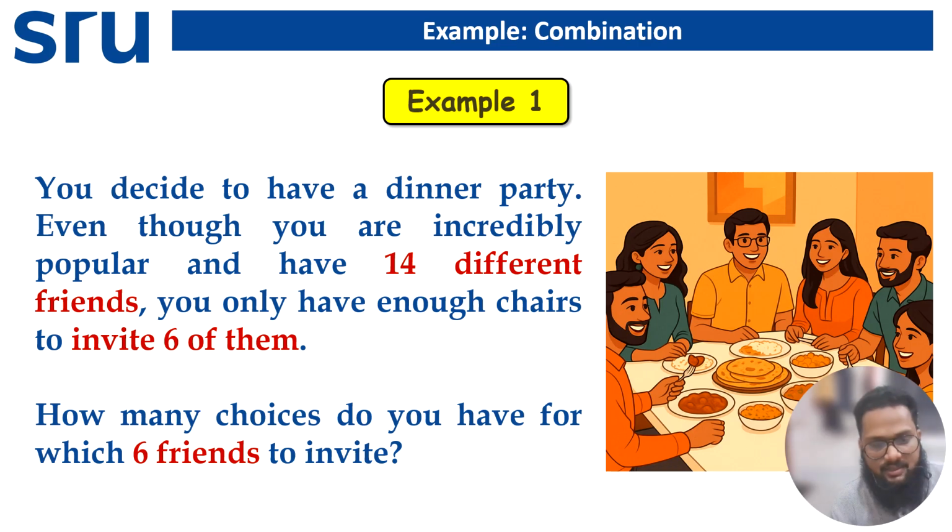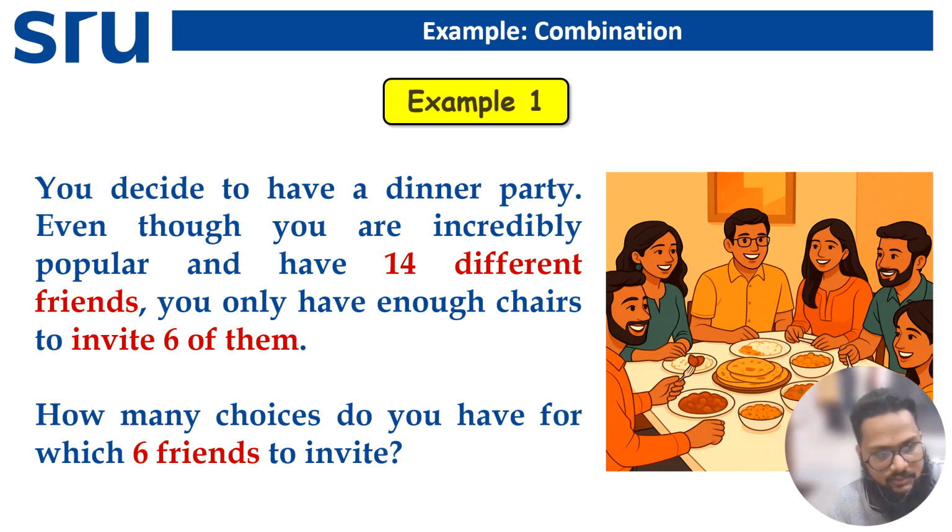Please try to understand the problem first. The question is: if you decide to have a dinner party in your home, suppose you have many friends, but it's not always possible to invite all of them at a time. So you are going to invite only 14 different friends from your friend circle. You have a total of 14 different friends, but you are not able to invite all of them.